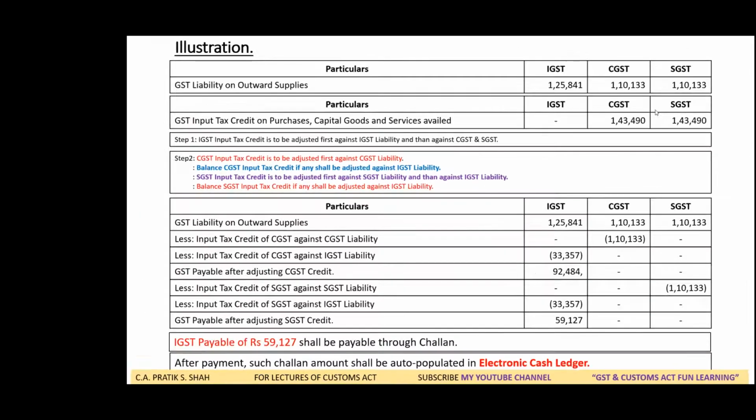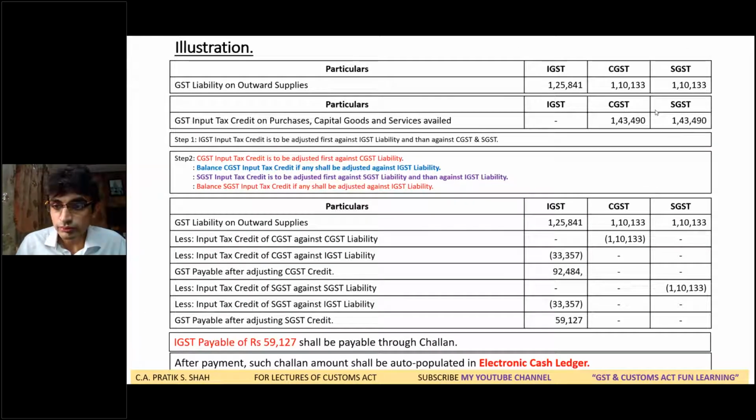Yeah, now I can see your questions and all. Okay, see this. Someone has asked to explain the challan again. See this challan. When you go to services, you go to payment, and then you click on create challan. This is your challan. 59127 is IGST. So in IGST 59127 you have to click.